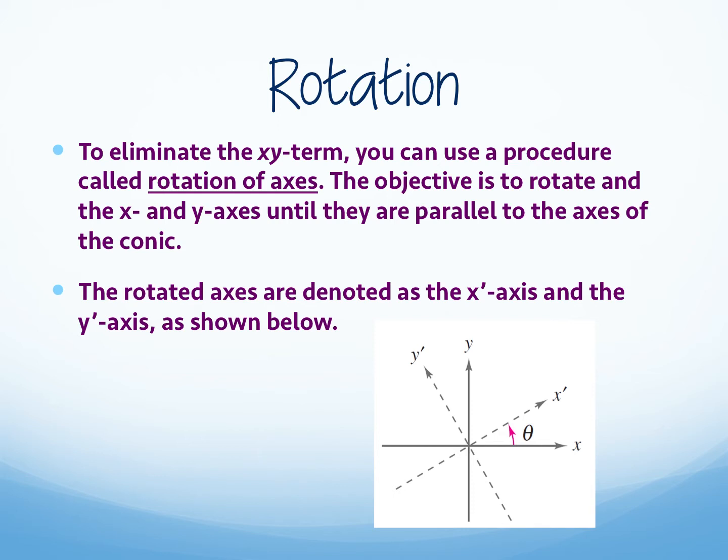And the objective is to rotate the x and y axes until they're parallel to the axis of the conic. The rotated axes are denoted as, that is an x prime, is how that's read.